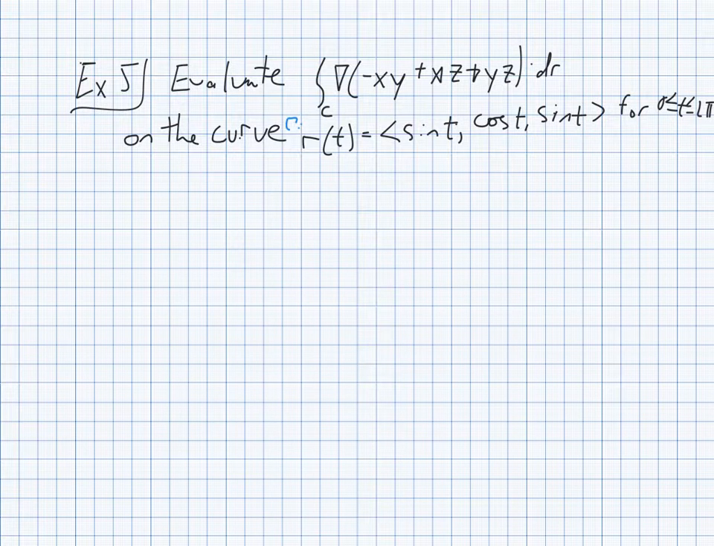Okay, in this last example for this section, we have to evaluate a line integral, the gradient of negative xy plus xz plus yz dot dr on the curve r of t equals sine t, cosine t, sine t. So we're in R3 for this example, and our t bounds are from 0 to 2 pi, so you can see there we would have a closed curve, start at a point and end at the exact same point. So our line integral should evaluate to 0.